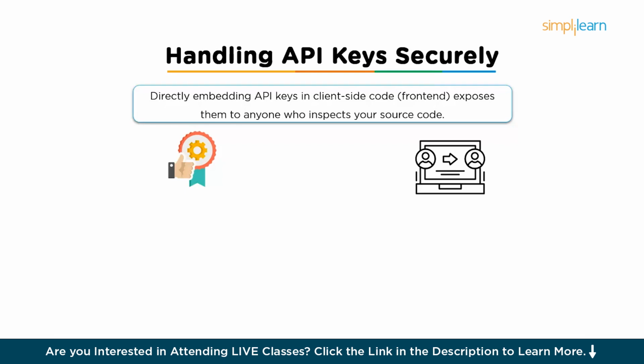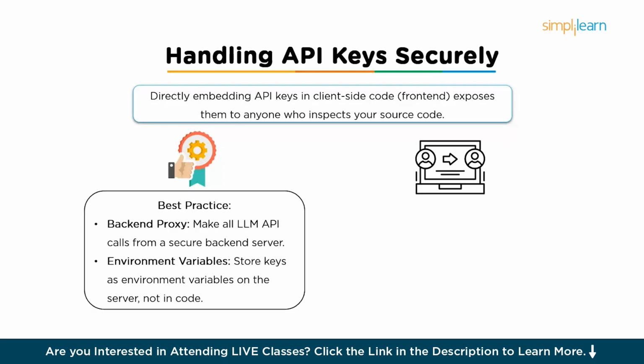So, what is the best practice? The industry standard is to use a backend proxy. This means you will make all LLM API calls from a secure backend server, not directly from your frontend. Your front end sends the request to your backend, and your backend then securely forwards those requests to the LLM API using your hidden API key. The response is then sent back from your backend to the front end. This way, your API key never leaves your secure server.